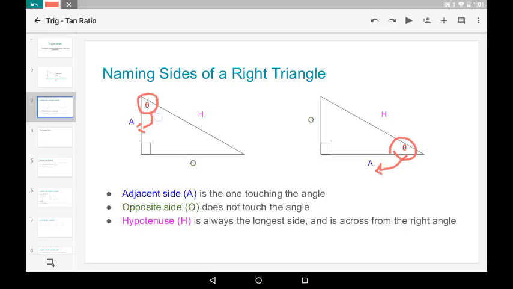Back at the first triangle, the opposite side would be this one over here, and it's denoted O. It's the one that doesn't touch the angle. In this triangle, here's side O. It's opposite to the angle theta, and it's not touching it. In both triangles, it doesn't matter which angle we're talking about, the hypotenuse is always across from the right angle. That doesn't change. And it's always the longest side.